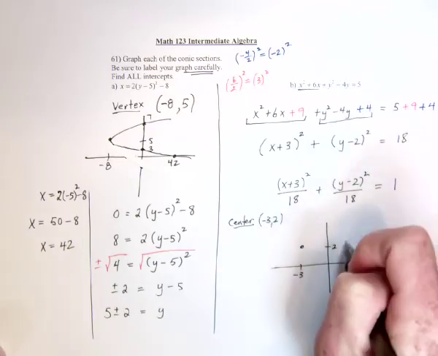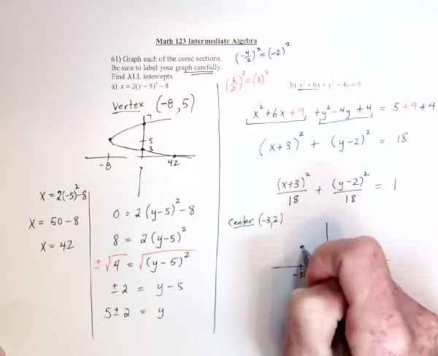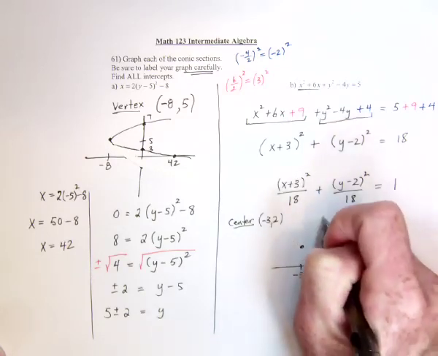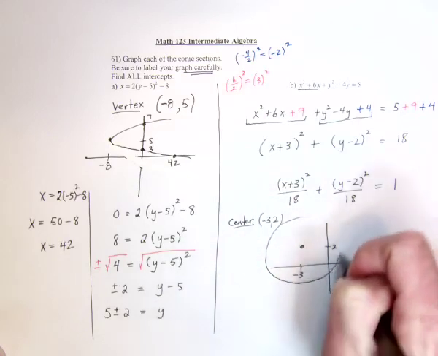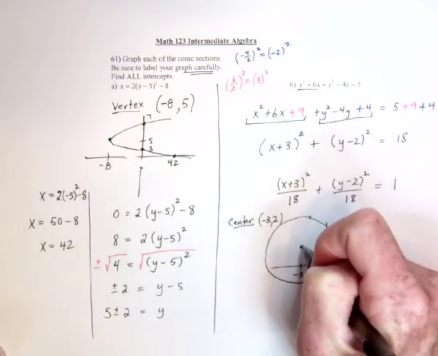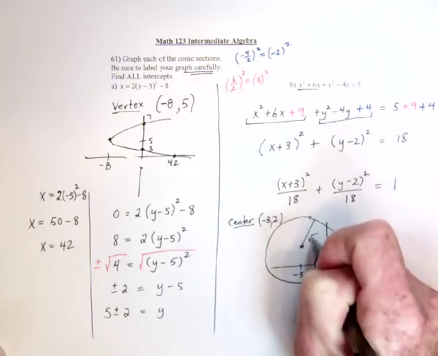So to draw this approximately to scale, this would be the circle like that, where the radius is the square root of 18.